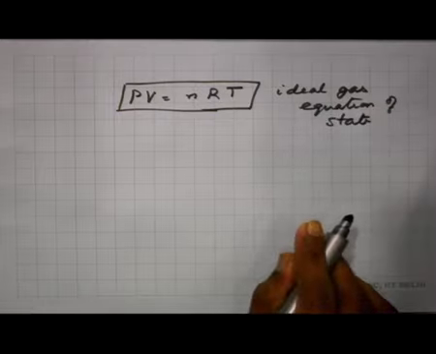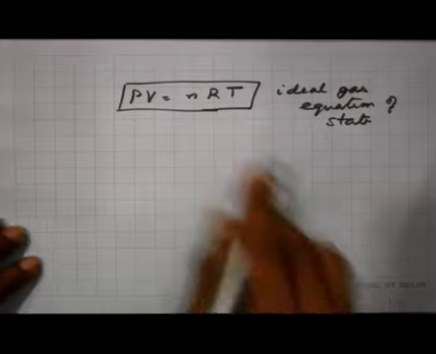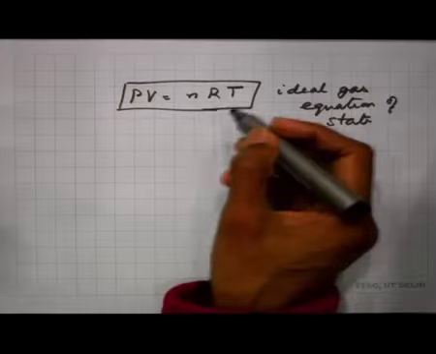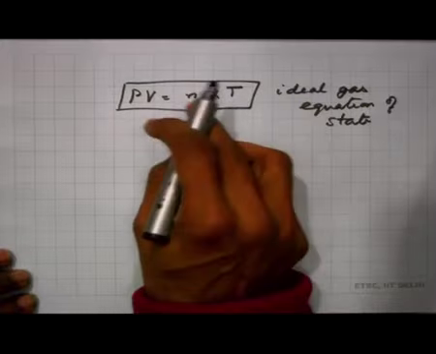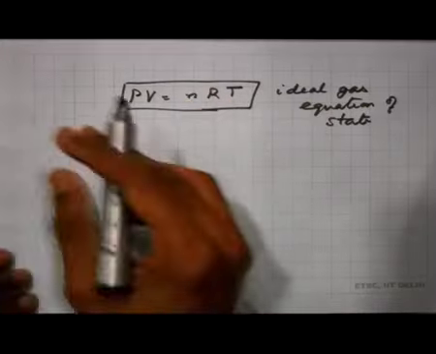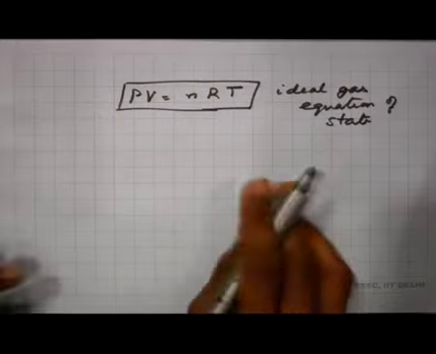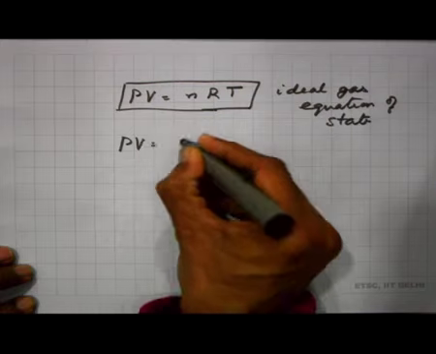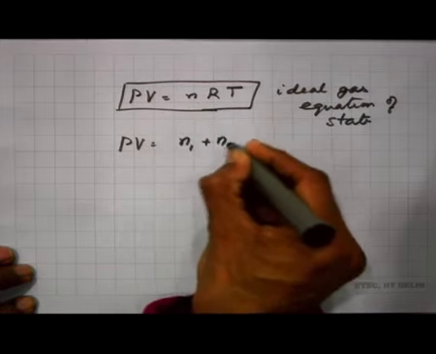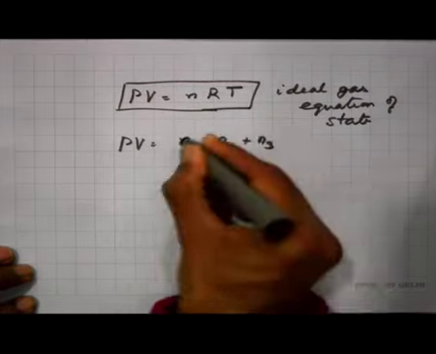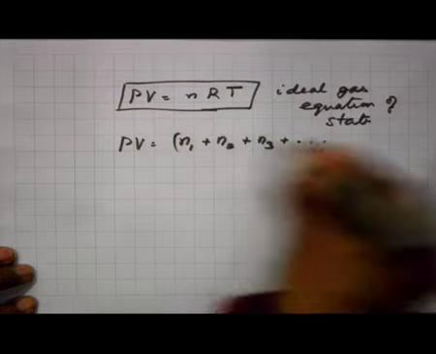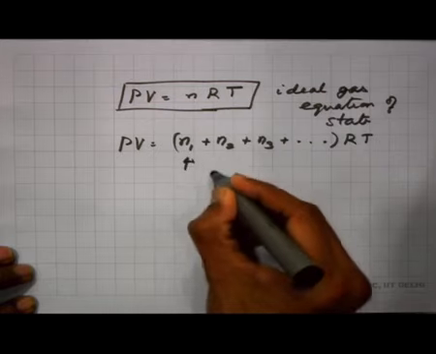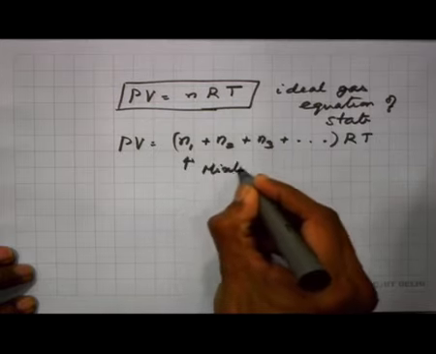as a calculational tool. Now, because molecules are not interacting in this model and there is no attraction and they can move in straight lines, if I had a mixture of gases, as for example in the atmosphere, I can just extend this. I say that PV is equal to (N1 + N2 + N3 + ...) RT, where I have a mixture of many gases.